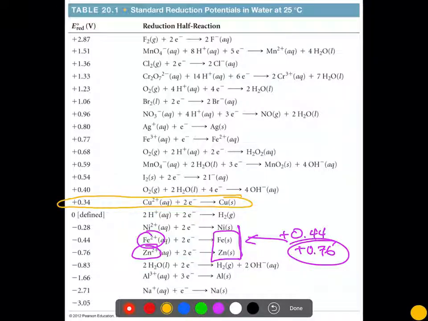All right, so that is a quick highlight of batteries and corrosion. Stay tuned in the next one where we get to non-spontaneous electrochemical processes.